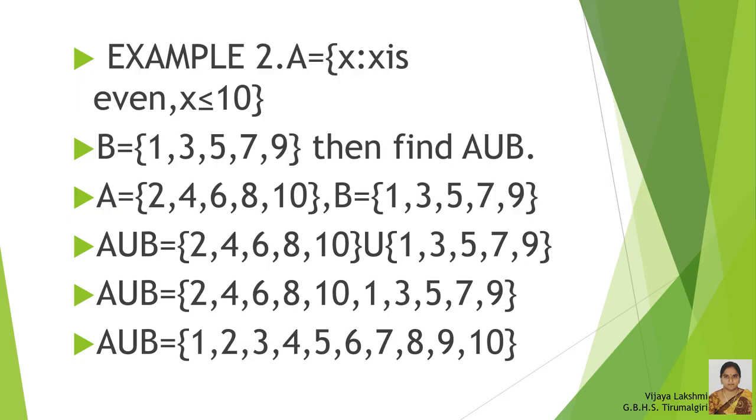So when we take A union B, there are no common elements between A and B. So we write A union B is equal to set of all elements of A and then set of all elements of B. So we get 2, 4, 6, 8, 10, 1, 3, 5, 7, 9. Again for our generalization, we write it as A union B in a systematic way, that is 1, 2, 3, 4, 5, 6, 7, 8, 9, 10.